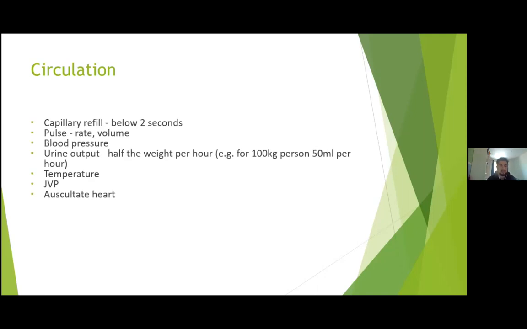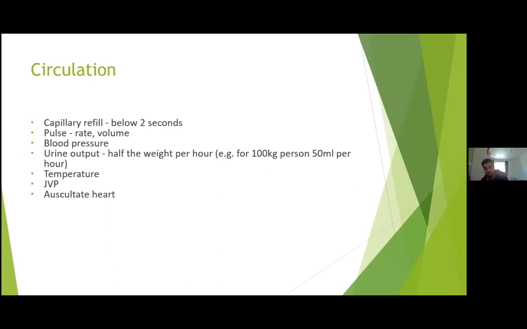So check the pulse, check the blood pressure, check the urine output, if it's been monitored, see have they got a catheter, that sort of thing. What's the temperature like? Then you can do some additional things such as look for the JVP. You can listen for heart sounds, that sort of thing. And I've listed them here. There you go. So that's what's involved in circulation.